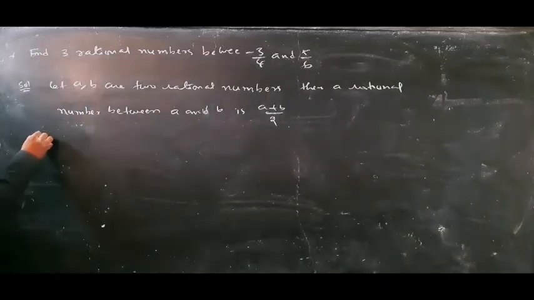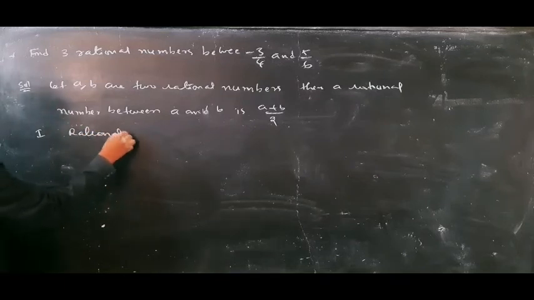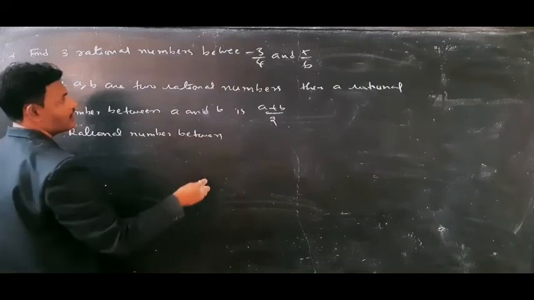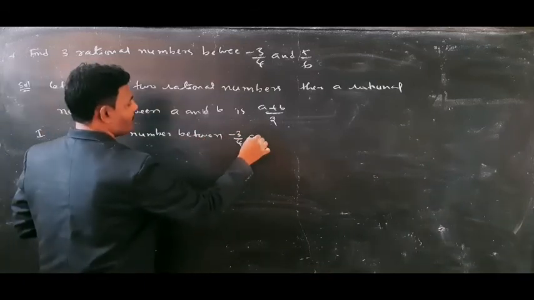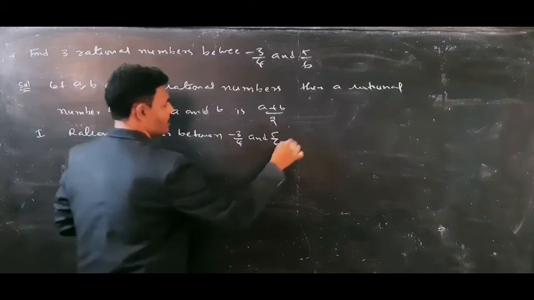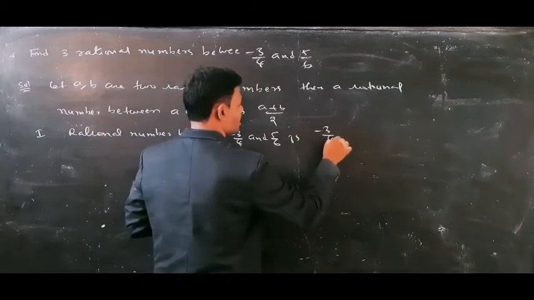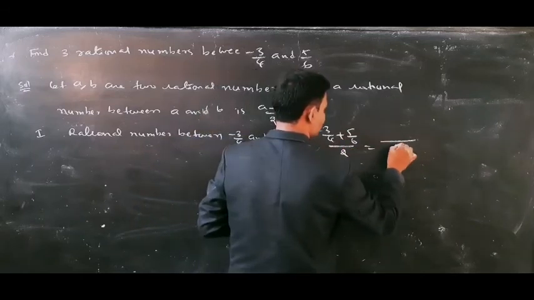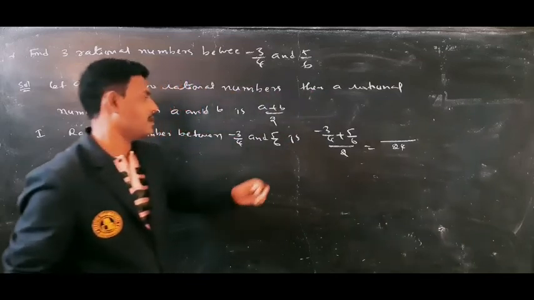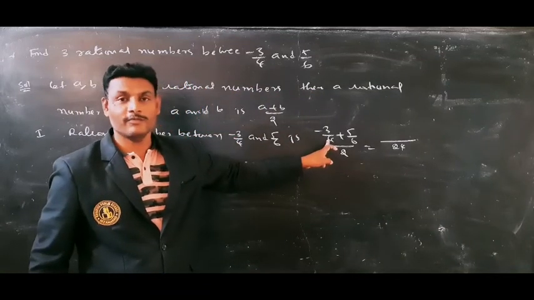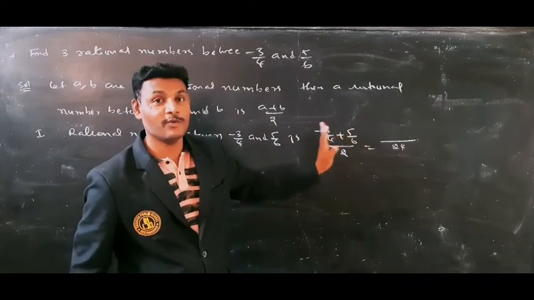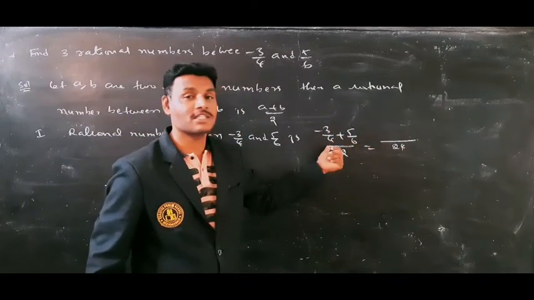Now the first rational number. The rational number between minus 3 by 4 and 5 by 6 is (minus 3 by 4 plus 5 by 6) by 2. What is the LCM here? 24 is the LCM. 4 1s are 4, 4 2s are 8, 4 3s are 12, 4 4s are 16, 4 5s are 20, 4 6s are 24. So it is going in 6 times.